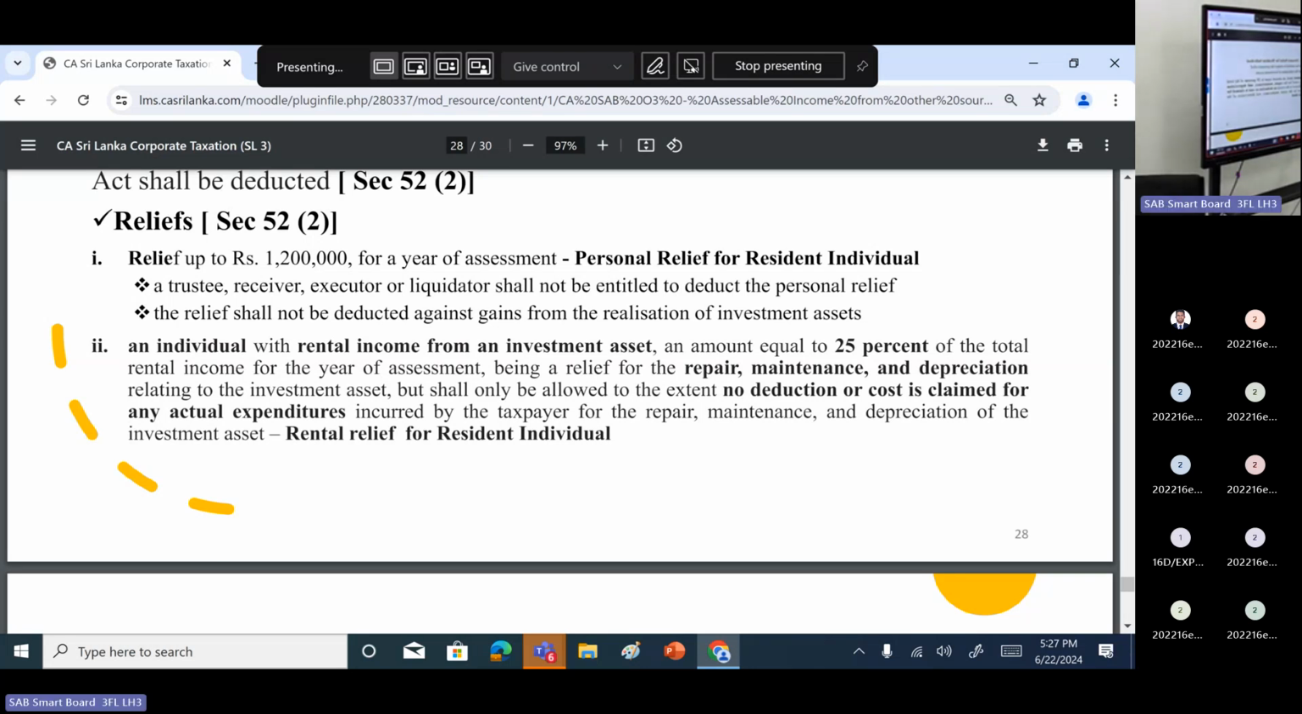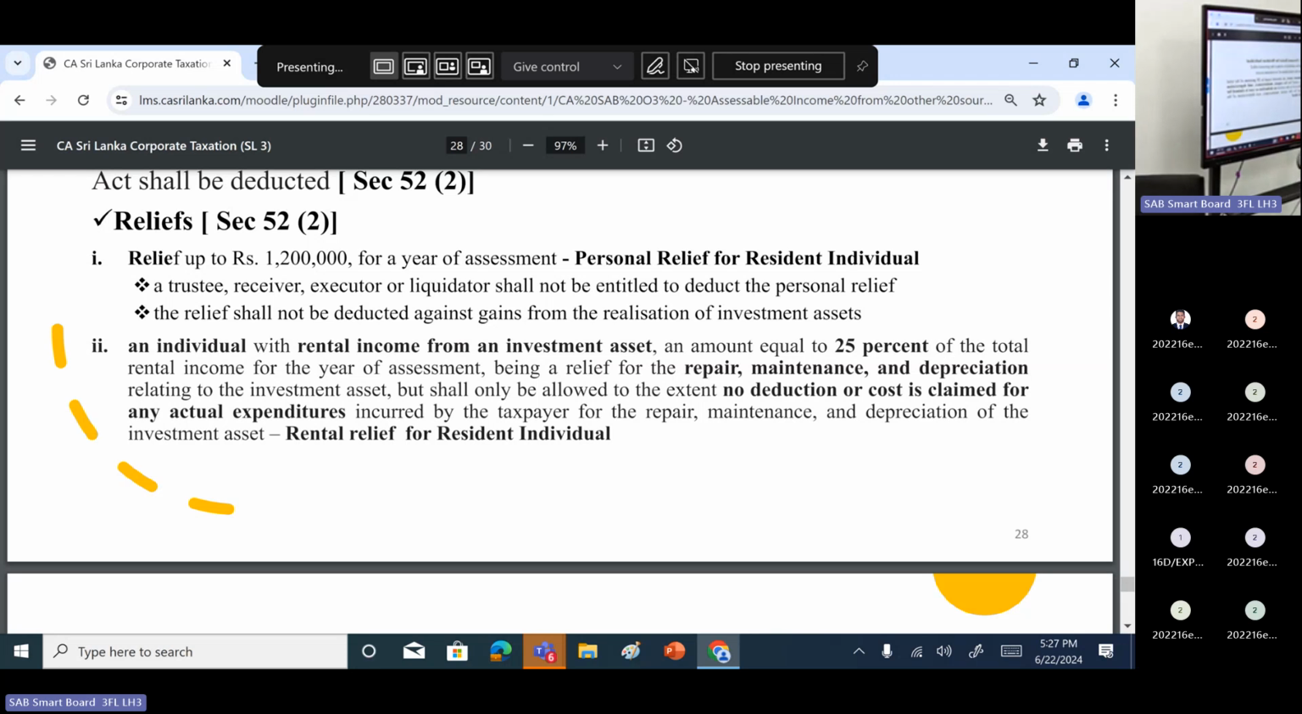So from the taxpayer's point of view, if the actual expenditure is more than 25%, it is better to claim actual expenditure. If actual expenditure is less than 25% of the total rental income, it is better to claim that 25%. That option is the taxpayer's. These are the important points, right?